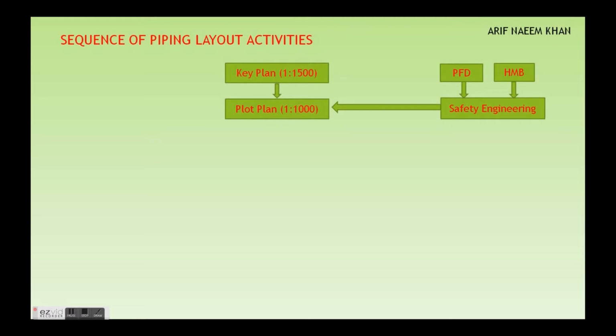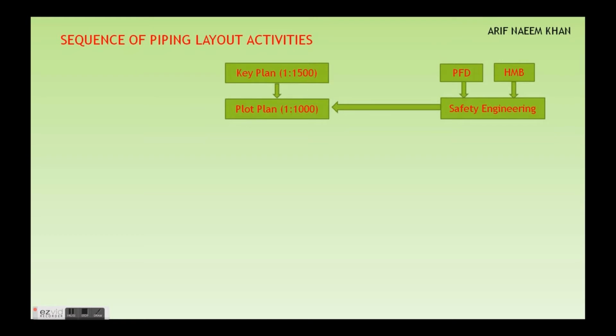After the key plan, I already discussed that 1:1500 is the scale for the key plan, but it varies from company to company. But in general, it is the scale for the key plan. And for the plot plan, 1:1000 is the overall plot plan's scale. After that, there are unit plot plans in a large scale project, and for the small scale project we directly go to equipment layout.